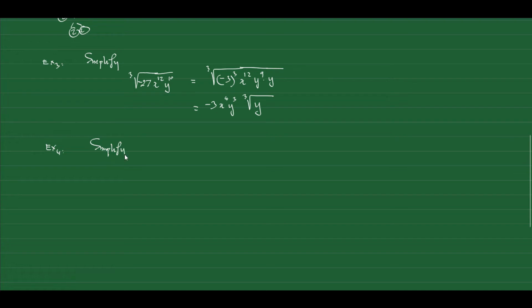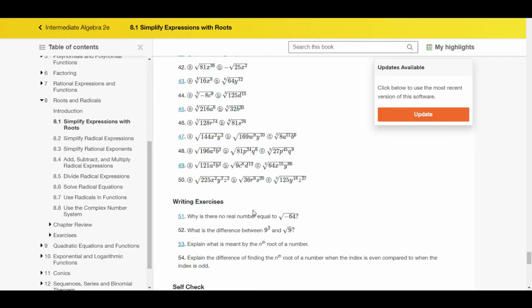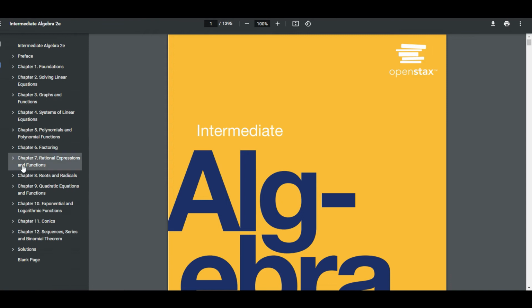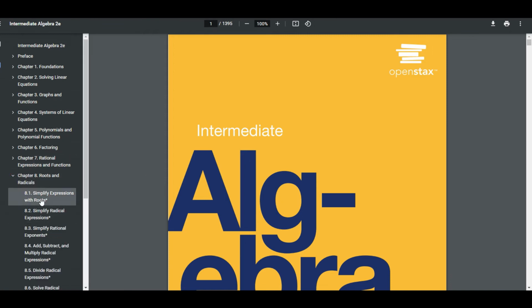Now what if I have this? What if I have... I'm trying to find something. How about if I have something like this? What if I have this one right here?